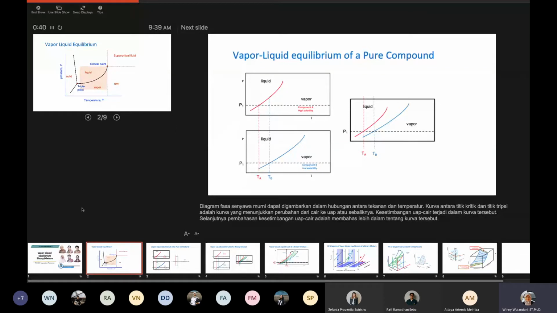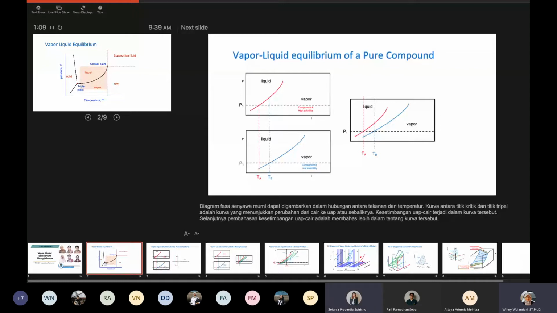Sorry, it should be a little bit different here. I need to point out that the gas is not in this area. This is actually supercritical fluid, but the gas is in this area. The difference between gas and vapor is that gas is at a temperature higher than the critical point.